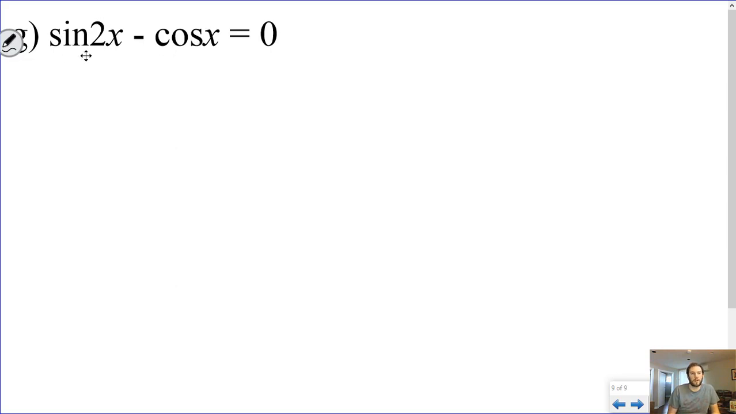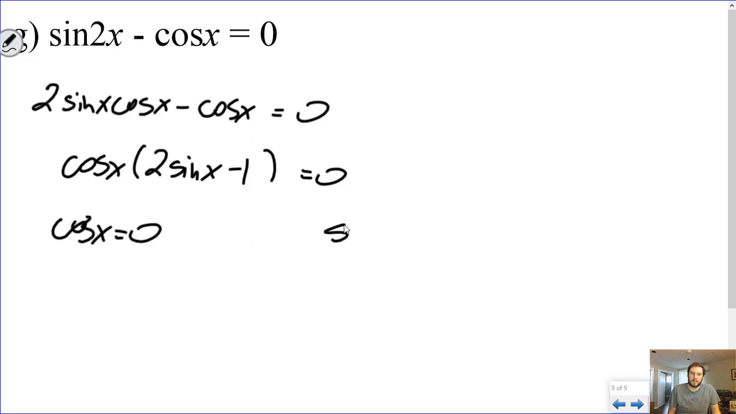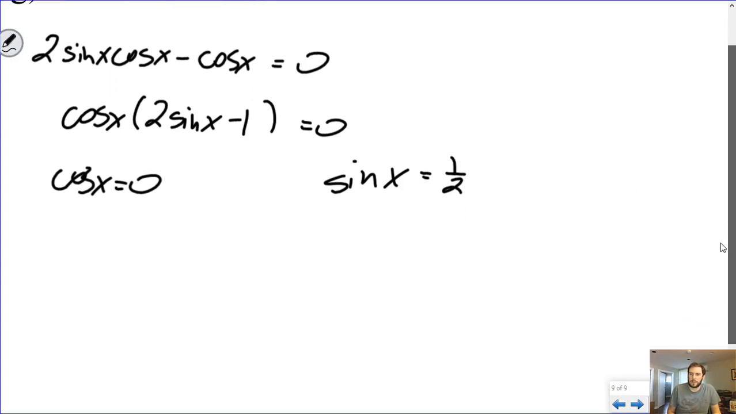So for this one, what I would do is I would use my identity. So sine 2x is equal to 2 sine x cos x minus cos x. And this thing will be equal to 0. Now, let's solve. If I factor out a cos x from both terms, cos x times 2 sine x minus 1 is equal to 0. Now I see that cos x equals 0 and sine x equals 1/2. All right, so now it's a matter of solving for x for both of these situations, right?